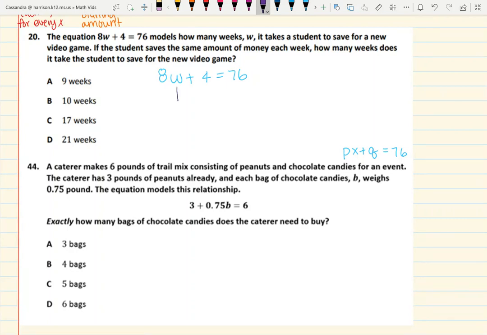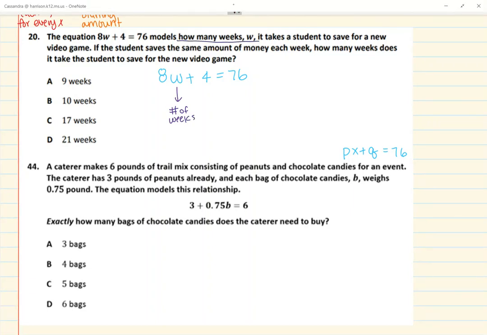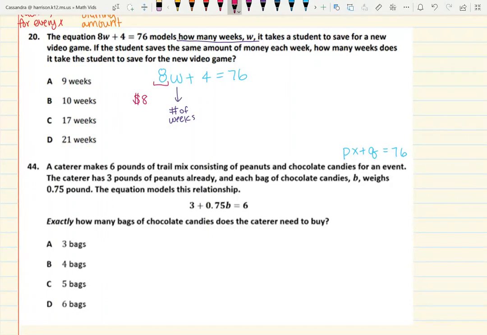All right, so W is the number of weeks. That's how many weeks it takes a student to save for a video game. Well, this number 8, if it's in front of the W, if it's being multiplied by the W, this means 8 per week. So this is $8 per week. How did I know it was dollars? Because we're talking about a student to save. That's how long it takes a student to save. Save what? Save money. So this $8, that means this kid is saving $8 per week.